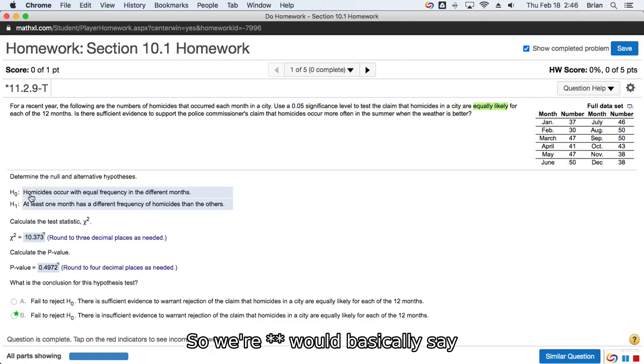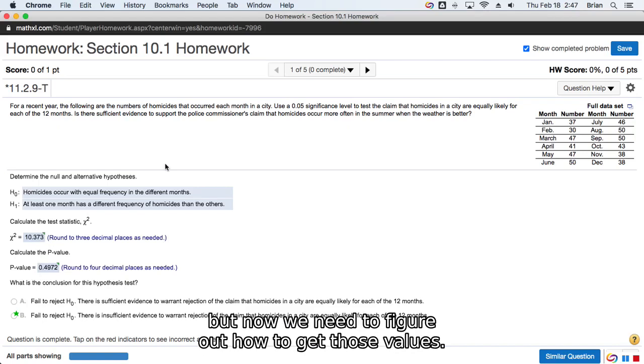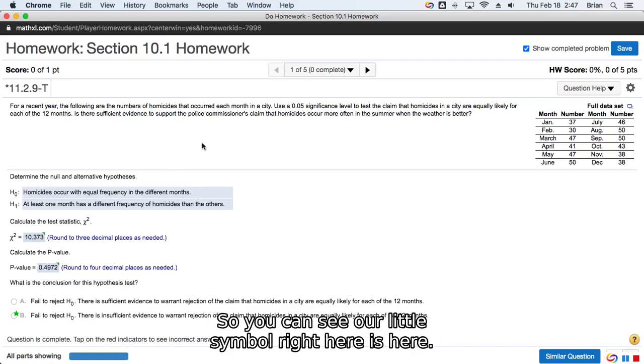So our H0 would basically say homicides occur with equal frequency, and our H1 or HA says that at least one month is different than the others. Now, we already have our statistics right here. We already have our p-value, so we know what we're looking for. But now we need to figure out how to get those values. So you can see our little symbol right here.